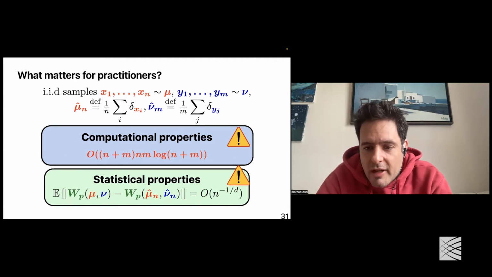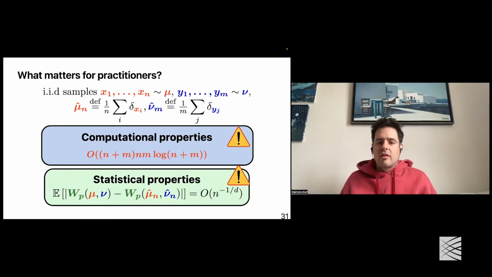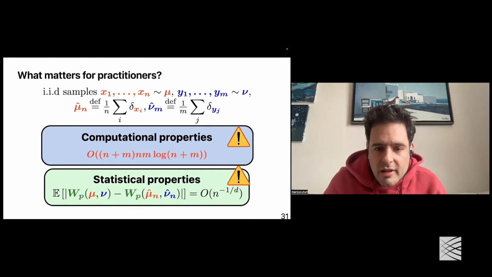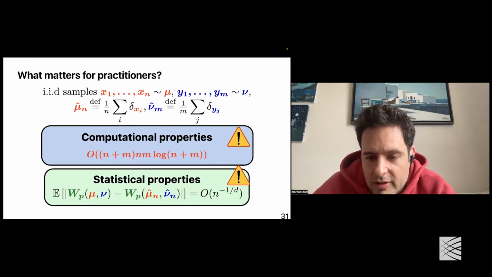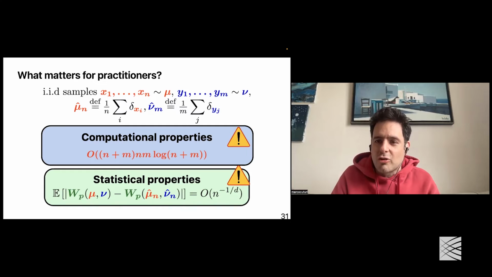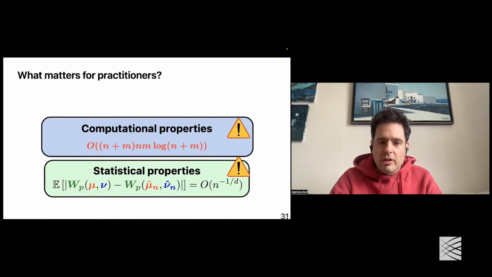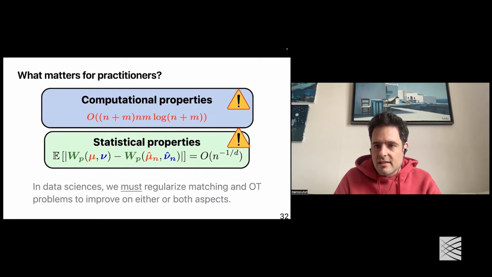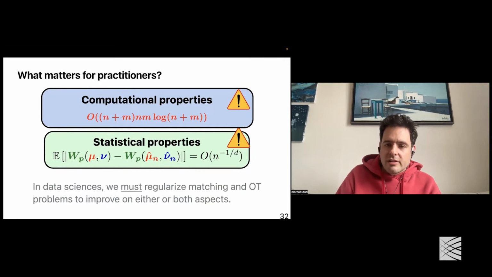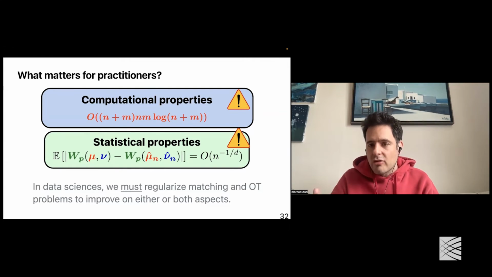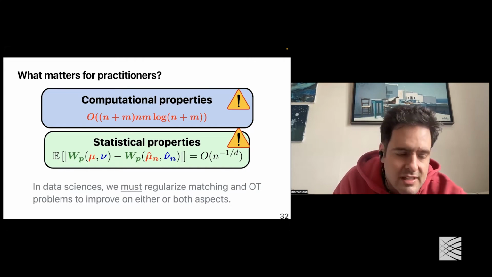And unfortunately, the news is bad on both sides. It's not only very hard to compute this, it's also well known and very well documented that if you just follow the Kantorovich, the Nobel Prize in economics route to compute optimal transport between two densities, and you're only looking at them from their samples, you're essentially going to work very hard to overfit whatever samples you have. So in other words, in data sciences, and this includes really single-cell genomics, we must really regularize whatever matching or optimal transport problems we have to improve on either or both aspects. Those are computational aspects and statistical aspects.